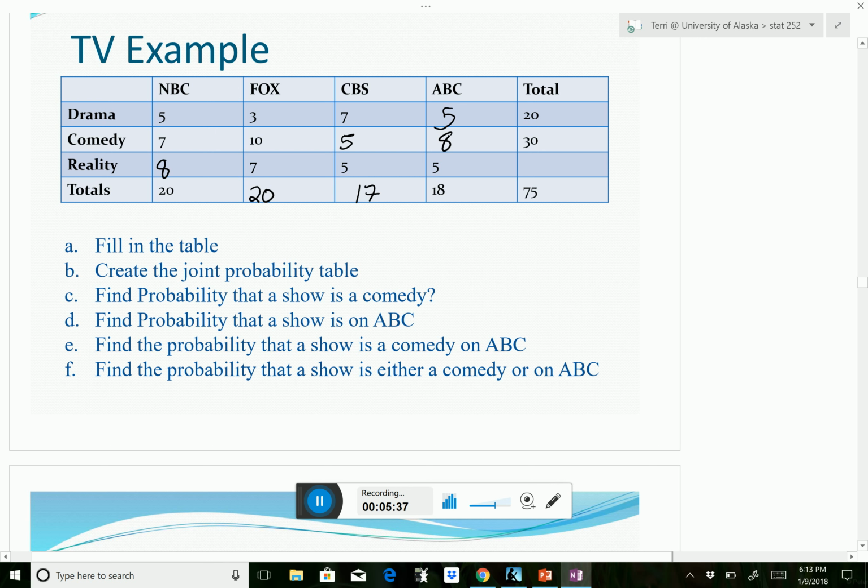And we can find the total for reality shows. 15 and 10 is 25. So now let's just check to make sure everything equals 75. 20 and 20 is 40, plus 35 is 75. 50 plus 25 is 75. So we filled in the table. So now we need to create a joint probability table. Now I'm just going to write these next to here.